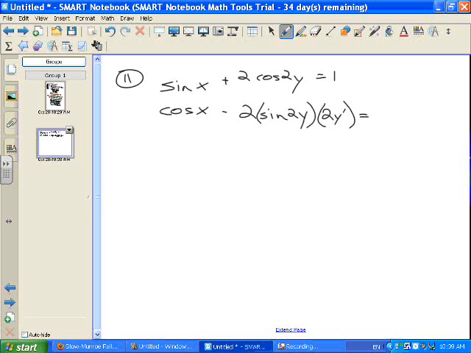Equals 0. All right, so I get cosine of x minus 4y prime sine of 2y equals 0. So the cosine of x has to go.